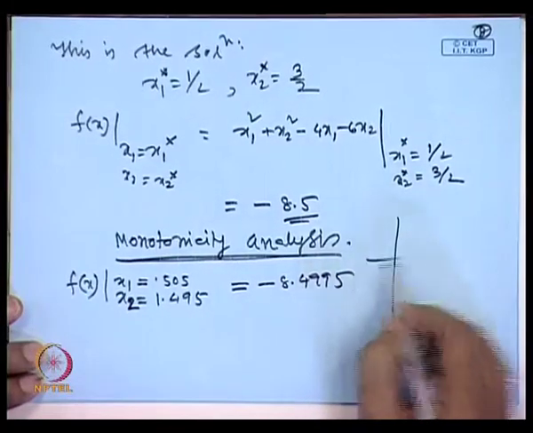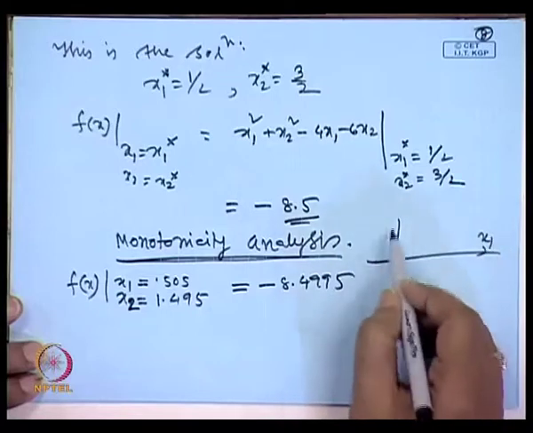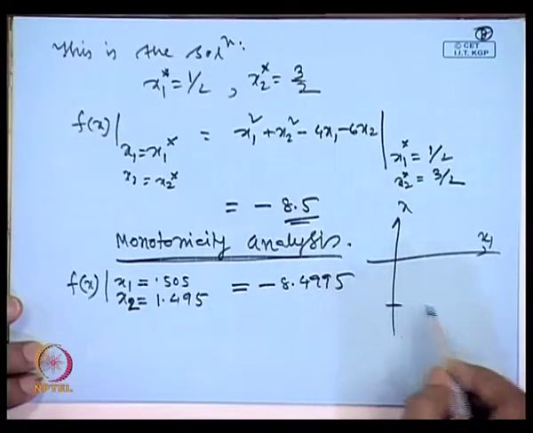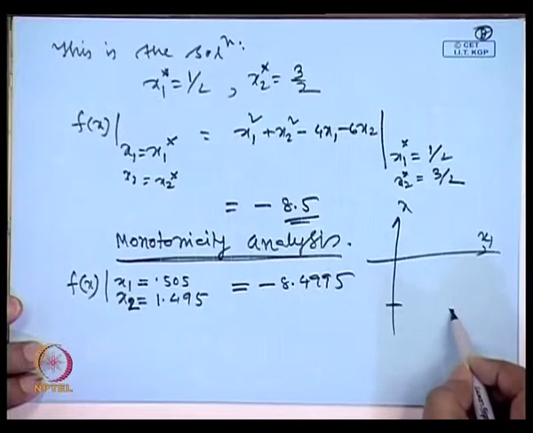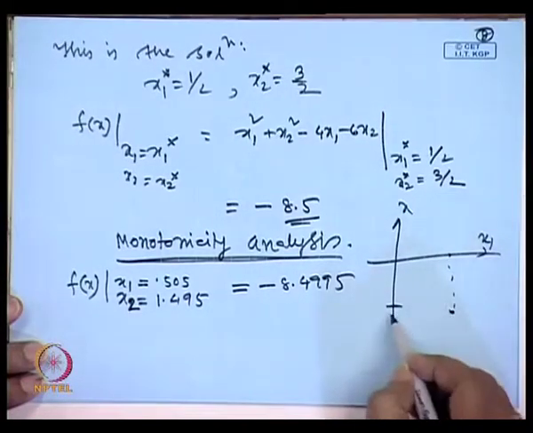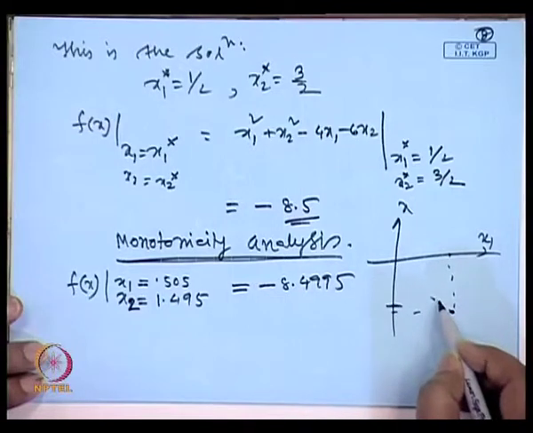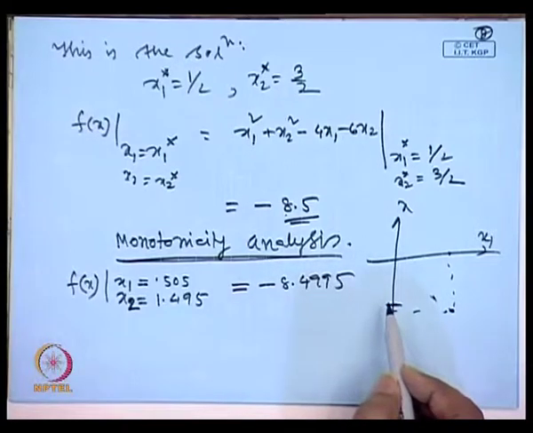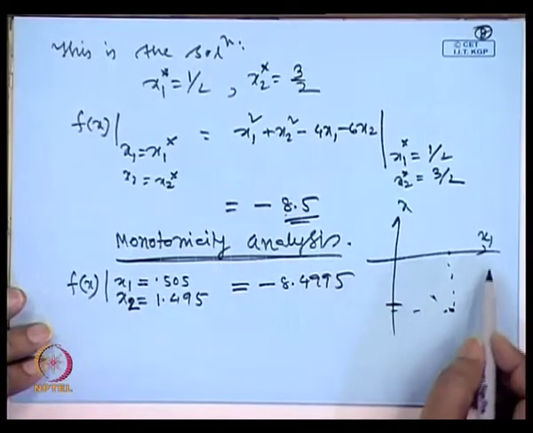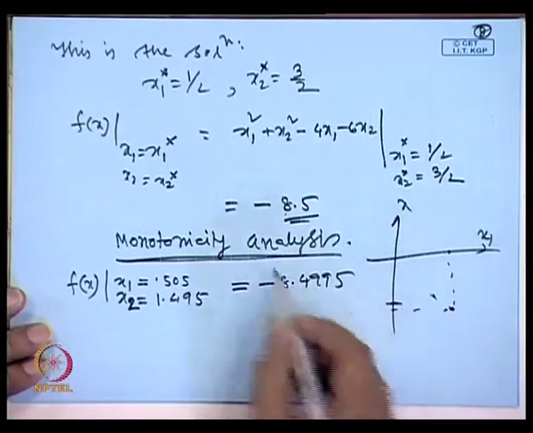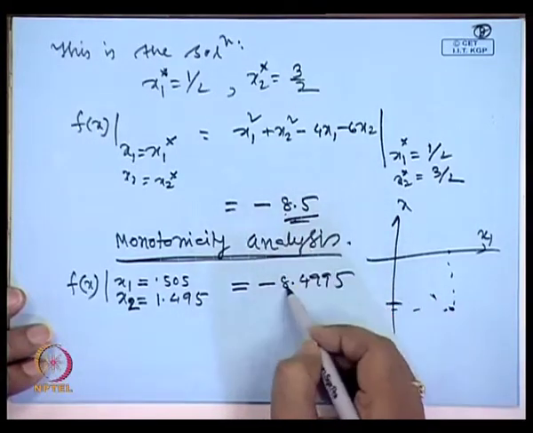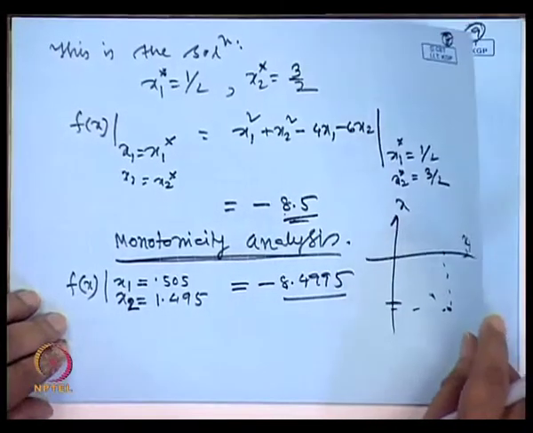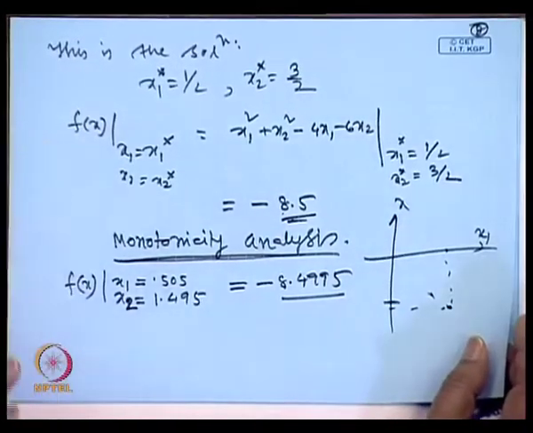If you see in the x1 and x2 dimension, this is corresponding to 8.5, agree, and then this is 8.495, agree. That means this function value has increased from here to here. So, this indicates a minimum value of the function. Also, we will check through the necessary and sufficient conditions of the KKT conditions.